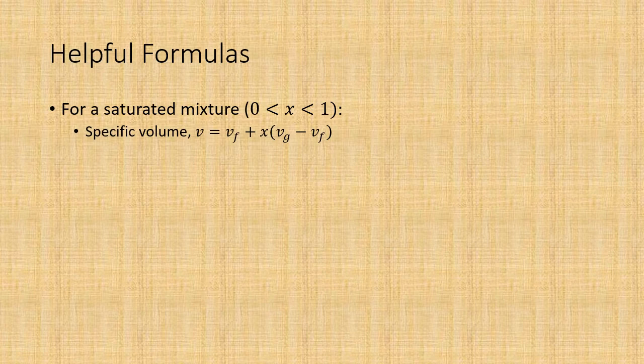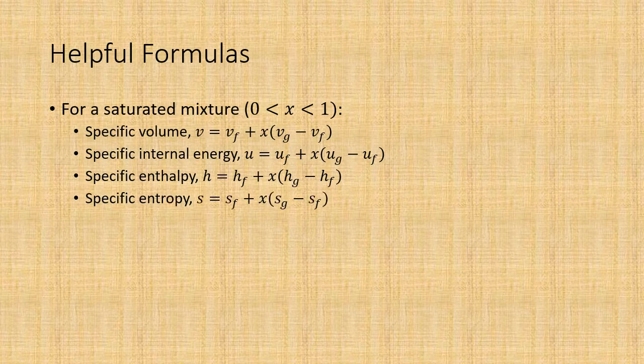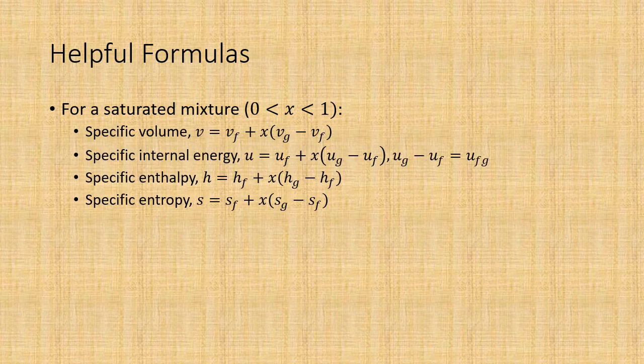The second, third, and fourth formulas are the same formula, but instead of specific volume, they help calculate the specific internal energy U, specific enthalpy H, and specific entropy S, respectively. In the tables we use, Ug minus Uf is already calculated and included as Ufg. Hg minus Hf is included as Hfg, and Sg minus Sf is included as Sfg.